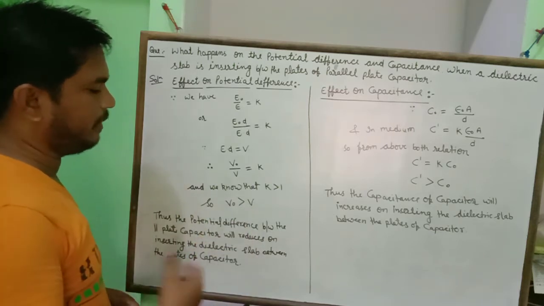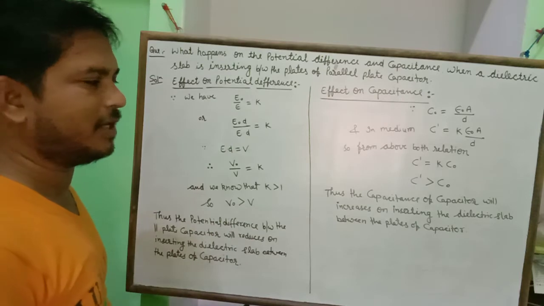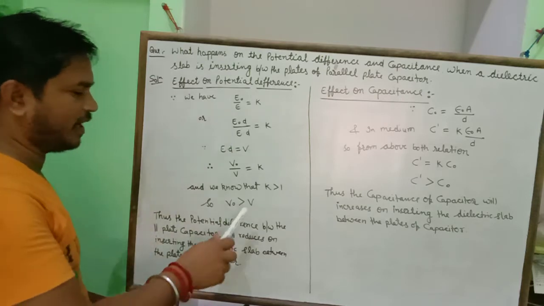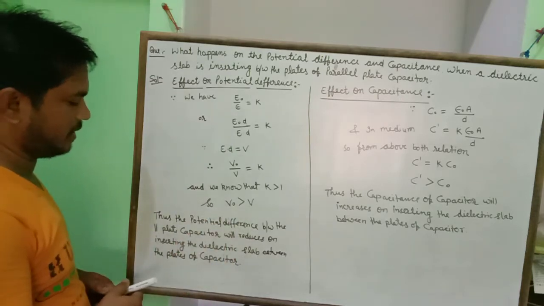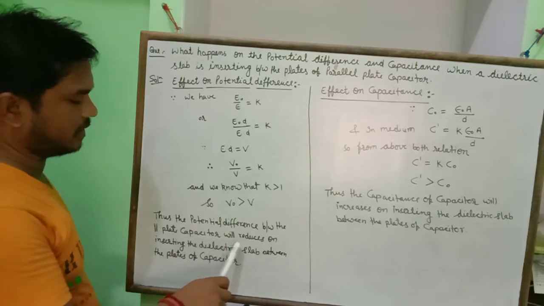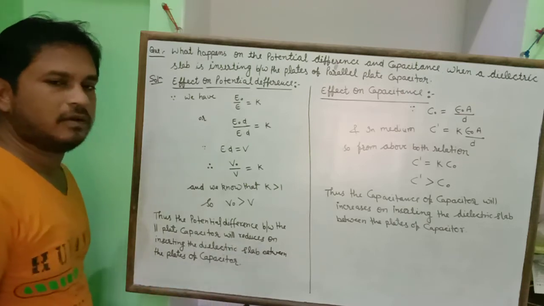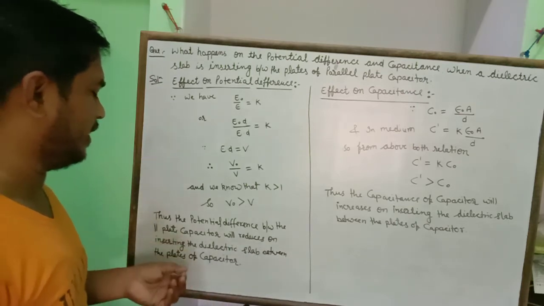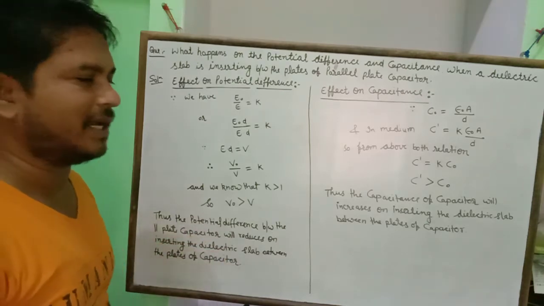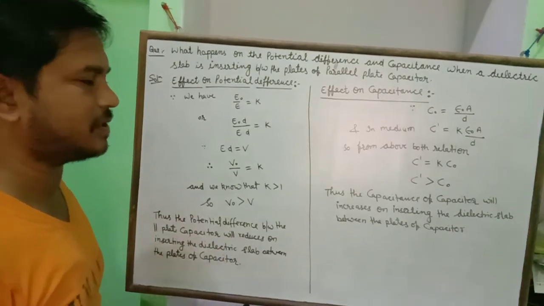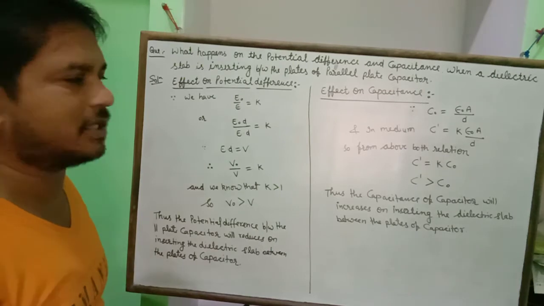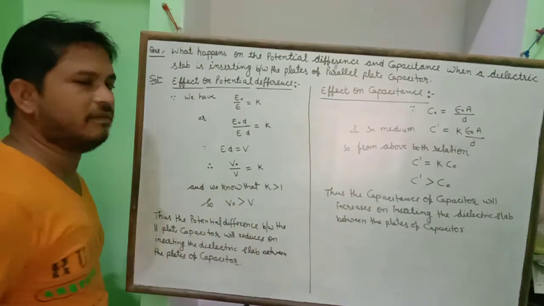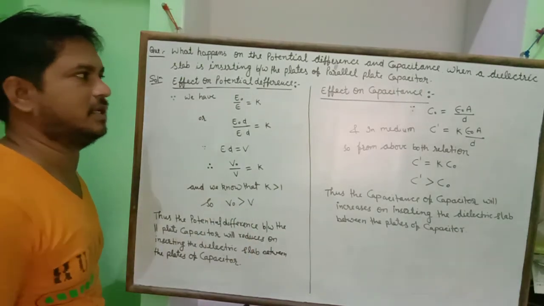So if we place any medium between the plates of the capacitor, the potential difference between the plates is reduced or decreases. Okay, so we can say that if we insert the dielectric slab between the parallel plate capacitor, the potential difference will be reduced or decrease.